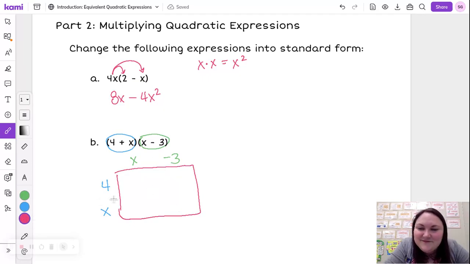I'm going to divide this rectangle into each of the parts. So 4 and x, those are two different terms, so I'm going to separate it into two parts. The x and the negative 3, that's also two terms, so I'm going to separate it into two parts.